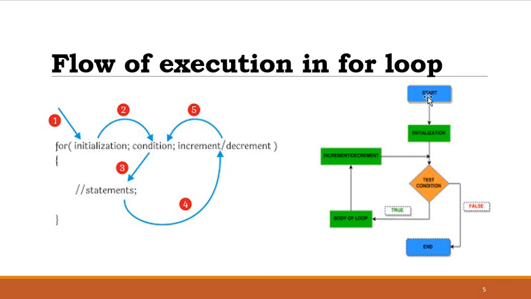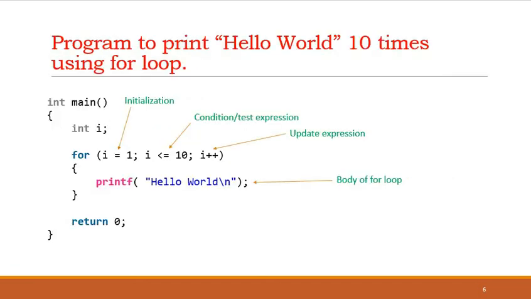So you can see in this diagram that it will start with initialization, then it will go to the test condition, and if this test condition is true, then it will go to the body of the loop, and then the increment or decrement portion, and then again to the test condition. Whenever it is true, it will go like this. Whenever that test condition is false, that for loop will end. It means the control will come out of this for loop. So this was the flow of execution in a for loop. Next we are going to take an example that uses a for loop.